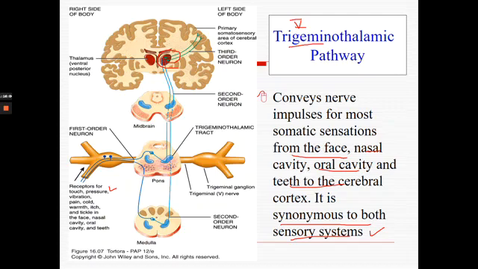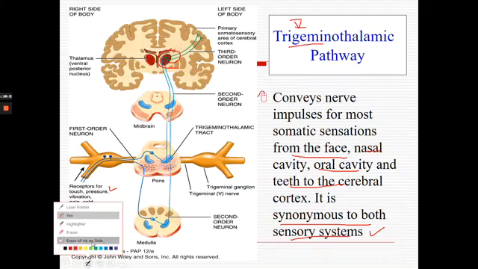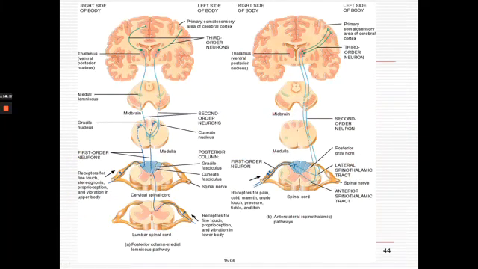It transmits information for fine touch, fine pressure, vibration, and stereognosis from the face, nasal cavity, oral cavity, and teeth. So this is the trigeminothalamic tract. This is a comparison between these two tracts.